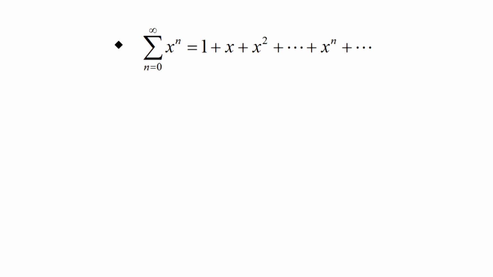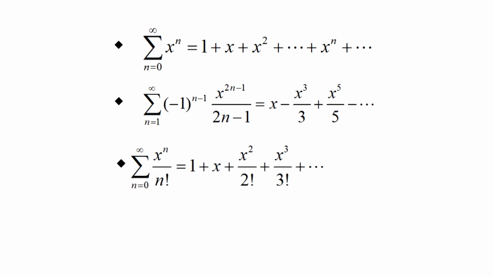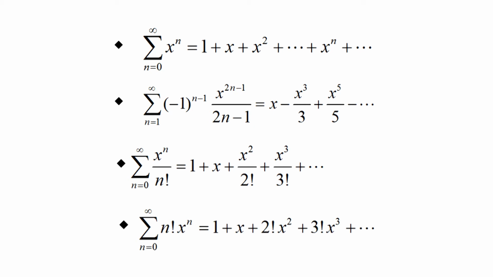Summation x power n from 0 to infinity, which is equal to 1 plus x plus x square plus etc. plus x power n plus etc. Summation negative 1 power n minus 1 into x power 2n minus 1 upon 2n minus 1 where n from 1 to infinity, which is equal to x minus x cube upon 3 plus x power 5 upon 5 minus etc. Summation x power n upon n factorial where n from 0 to infinity, which is equal to 1 plus x plus x square upon 2 factorial plus x cube upon 3 factorial plus etc. Summation n factorial into x power n from 0 to infinity, which is equal to 1 plus x plus 2 factorial into x square plus 3 factorial into x cube plus etc.